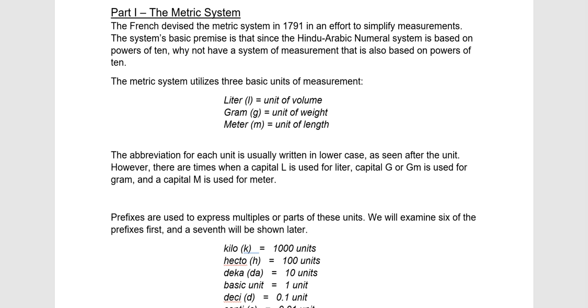We could use a capital L for liter, capital G for gram, GM, and a capital M for meter. If you're using a lowercase l for liter, just be careful, if you're writing it by hand, that it doesn't look like a 1.